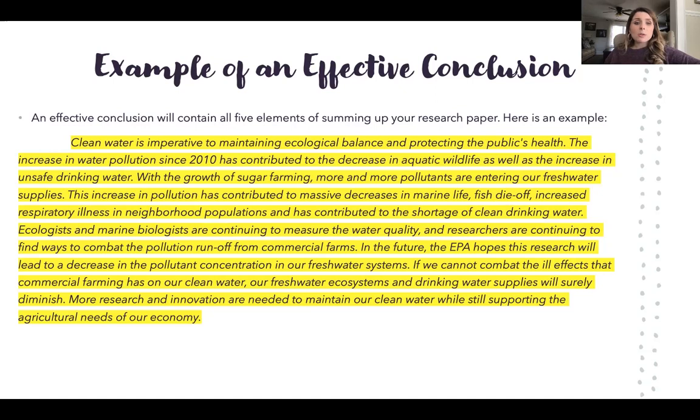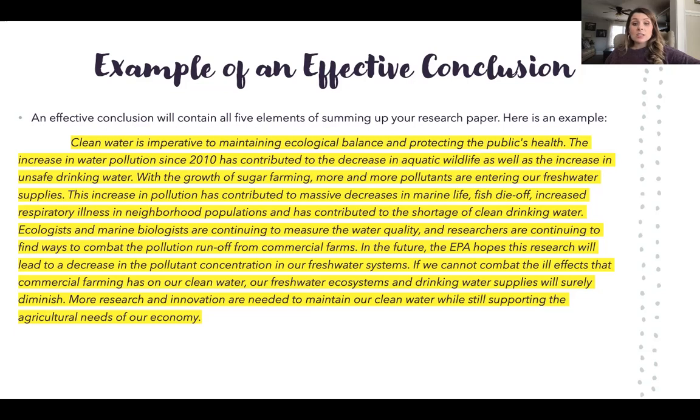The increase in water pollution since 2010 has contributed to the decrease in aquatic wildlife as well as the increase in unsafe drinking water. With the growth of sugar farming, more and more pollutants are entering our freshwater supplies. This increase in pollution has contributed to massive decreases in marine life, fish die-off, increased respiratory illness in neighborhood populations, and has contributed to the shortage of clean drinking water.